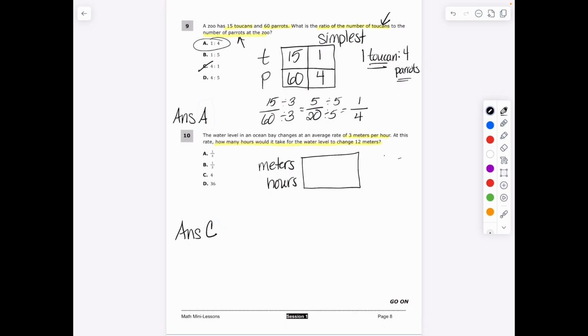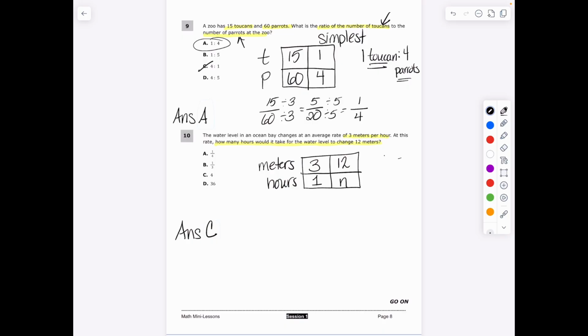So I'm going to make another ratio table, and we're going 3 meters for every 1 hour. And I want to know how long it will take to get to 12 meters. Some kids use a double number line for this, and I'll show a double number line as well. But I really just love this ratio table, so I'll do the ratio table first and then the double number line. And I want to know this number.